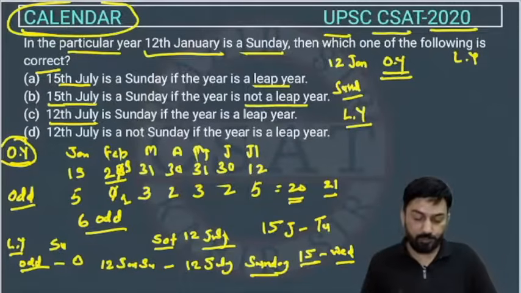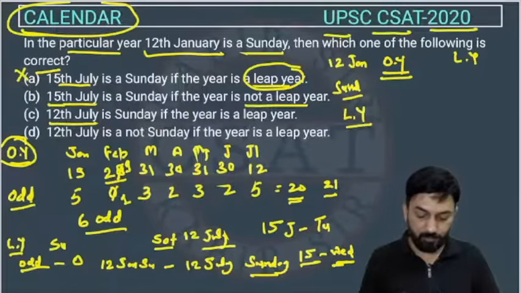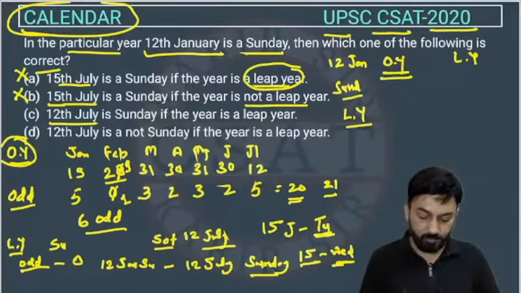Now the first option, 15th July is a Sunday. This is wrong. This is not a Sunday, right? It's talking about a leap year, so in a leap year this is Wednesday. So this option is wrong. Now the second option, 15th July is a Sunday if it is not a leap year. We have already considered that here, so this is a Tuesday. So this option is also wrong, right?